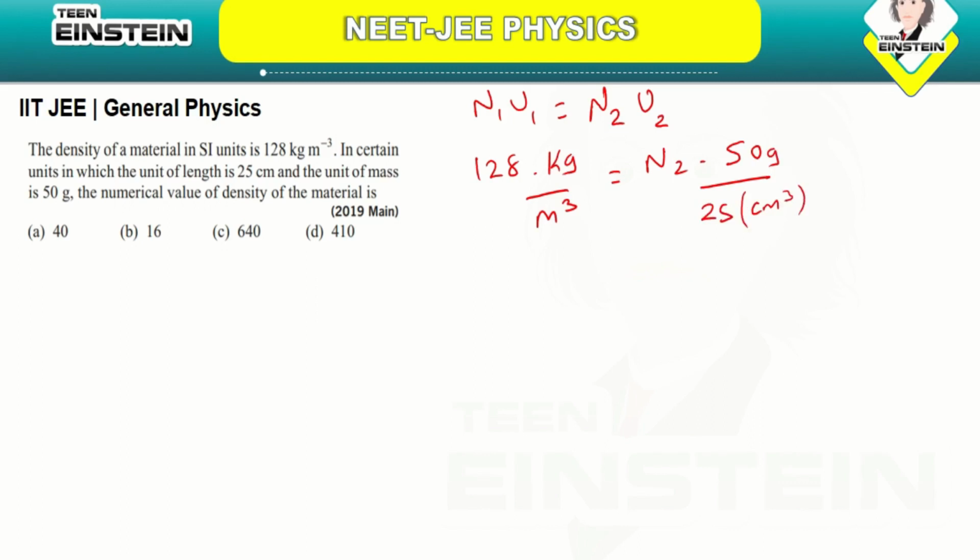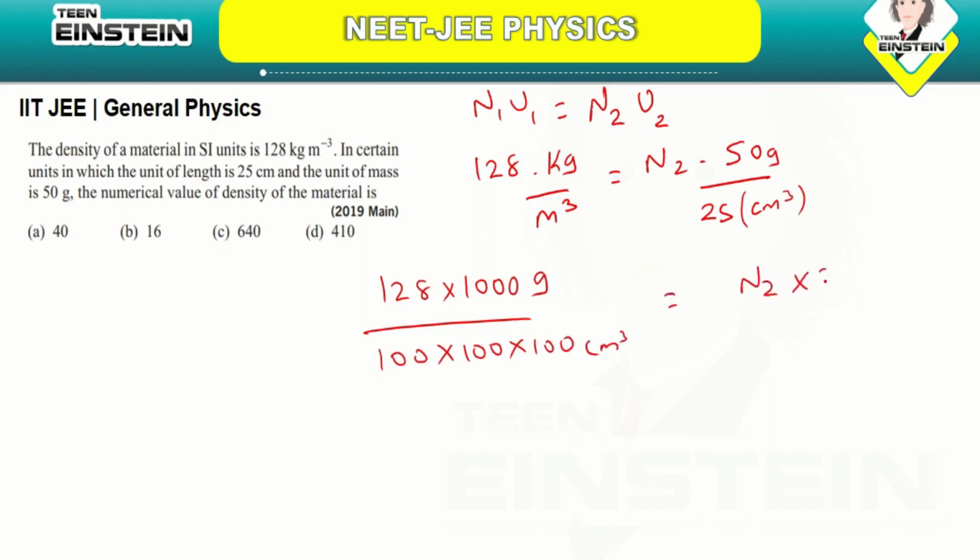Okay, because density is mass by volume. So, if you solve this, you will be getting it as 128 into 1000 gram divided by 100 into 100 into 100 centimeter cube, which is equal to N2 into 50 gram divided by 25 into 25 into 25 centimeter cube, the whole cube.